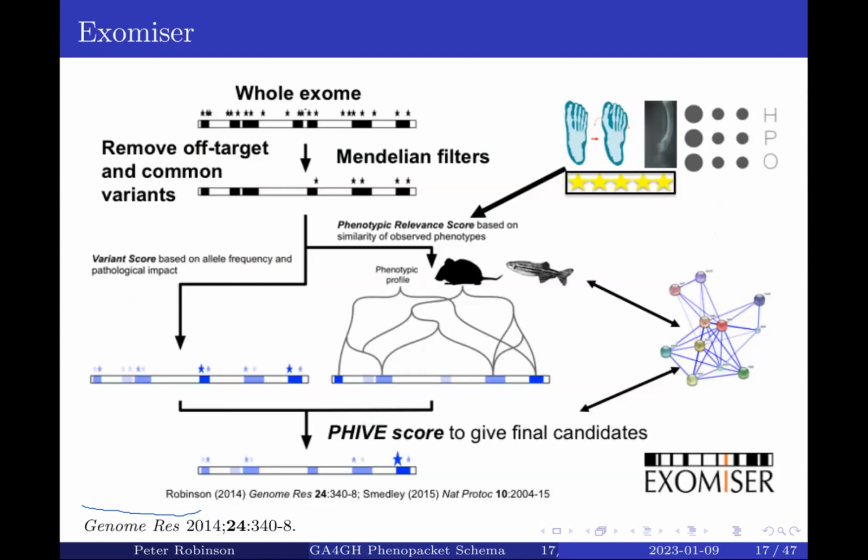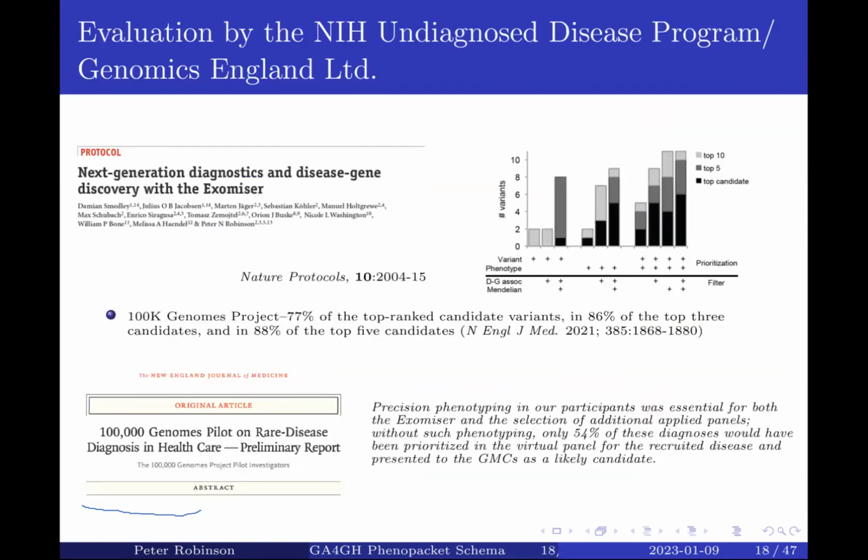We've implemented these algorithms in a software called Exomizer that has been used in many places. I think probably the best advertisement for this was the 100,000 Genomes Project. They basically wrote that about 50% of the diagnoses were helped by use of Exomizer and HPO.